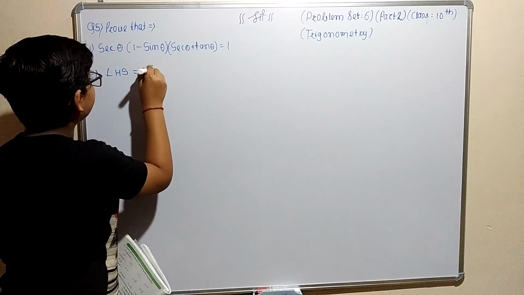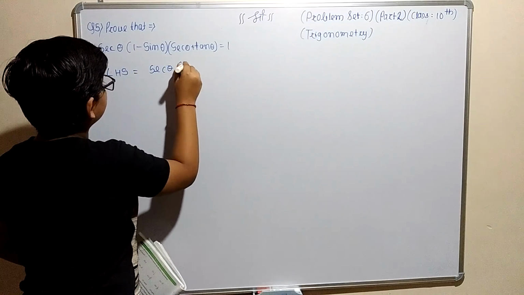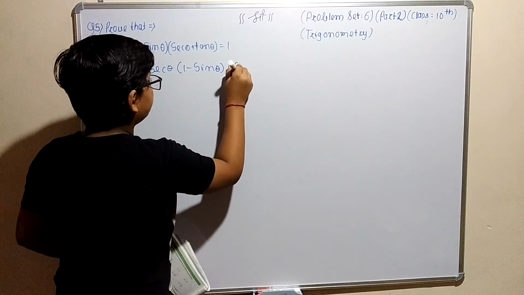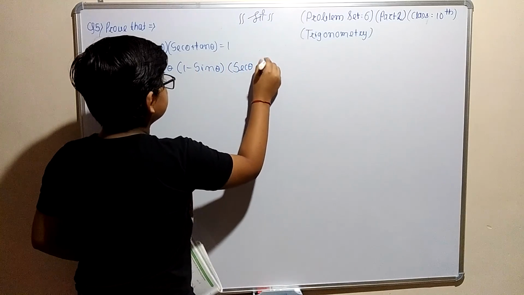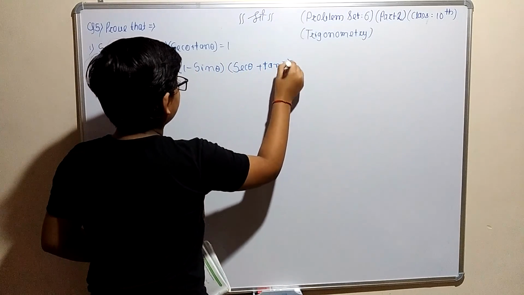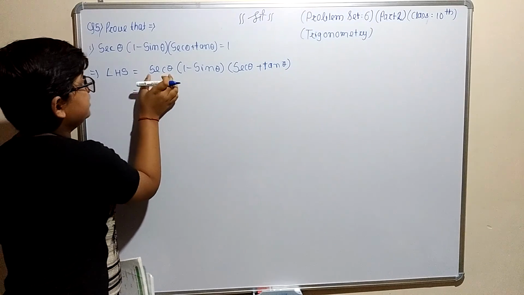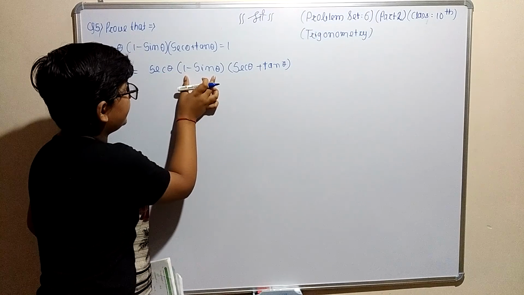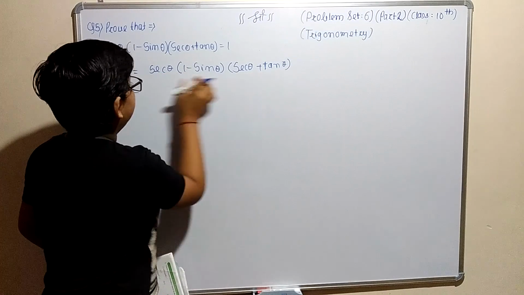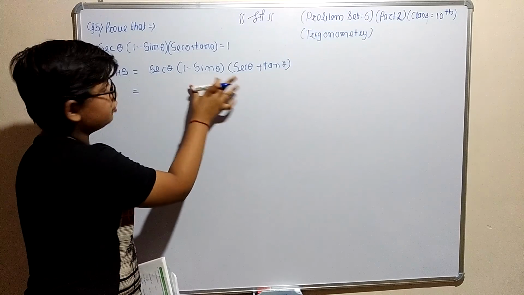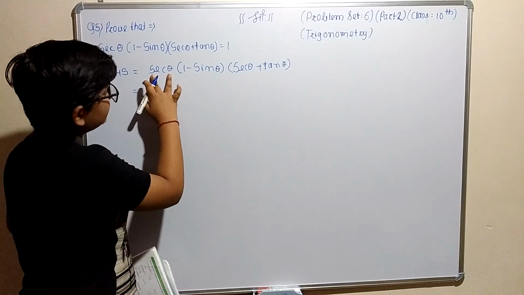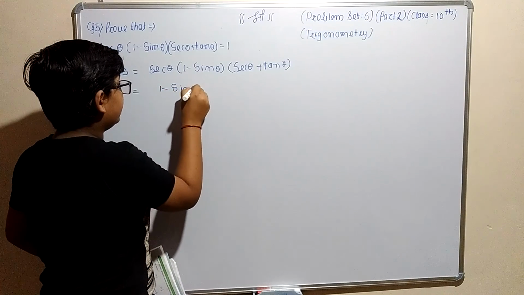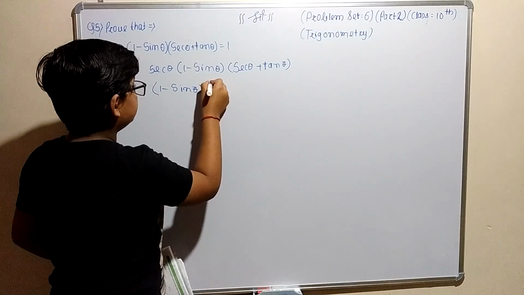LHS is equal to sec theta times (1 minus sin theta) times (sec theta plus tan theta). Now we will solve it. Sec theta can be written as 1 by cos theta. So 1 by cos theta multiplied by (1 minus sin theta) times (sec theta plus tan theta). The denominator of this total will become cos theta, because sec theta is 1 by cos theta. So we can write it as (1 minus sin theta) times (sec theta plus tan theta).